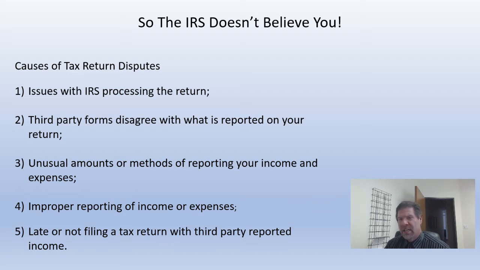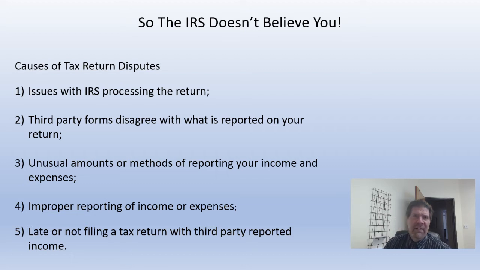And improper methods can even be where you just didn't report maybe a sale of a house or something the right way, and it causes a problem. Maybe the tax is correct, but because it's reported in an odd way, the IRS says we don't see this right, we have a question. So three and four are kind of similar, but not always.